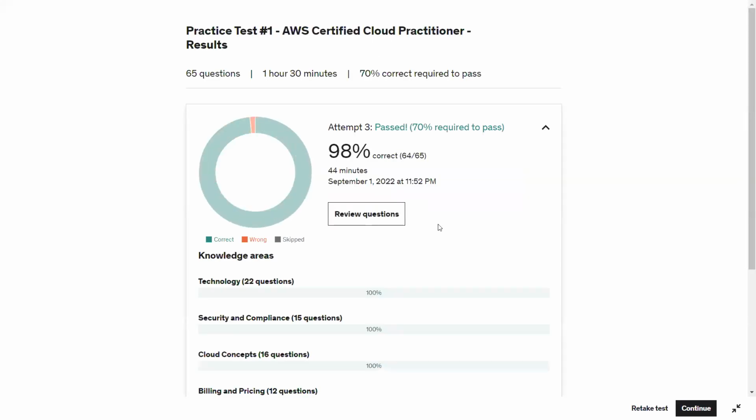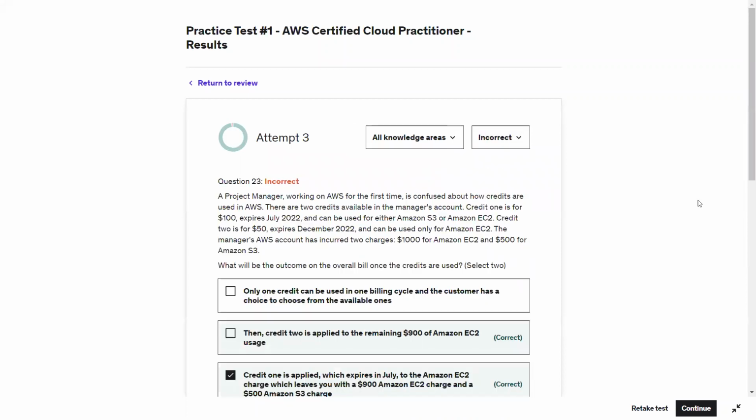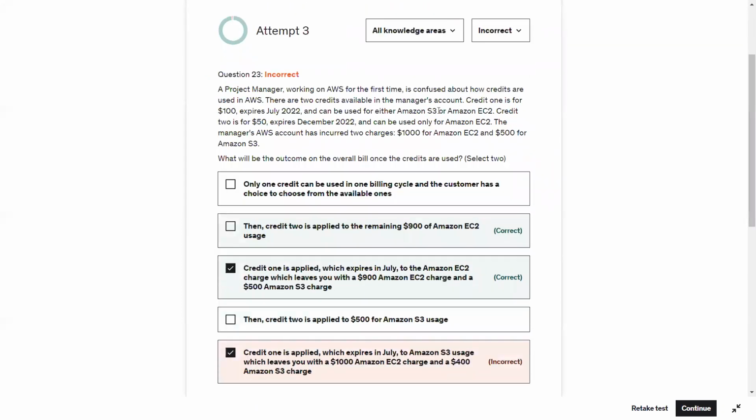So we have one question wrong. Let's review that question which is wrong. This question is wrong, the one for the credit, in which we have two credits. Credit one is applied, which expires in July and is used on the EC2, but they can't use it on S3. Credit 2 is applied to the remaining $900 of EC2.